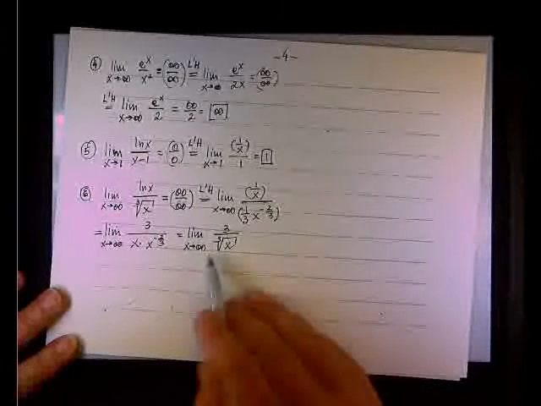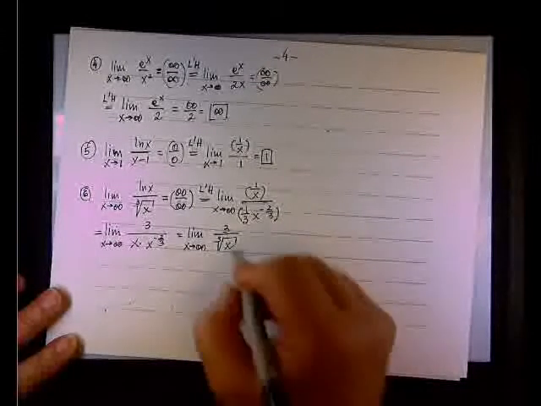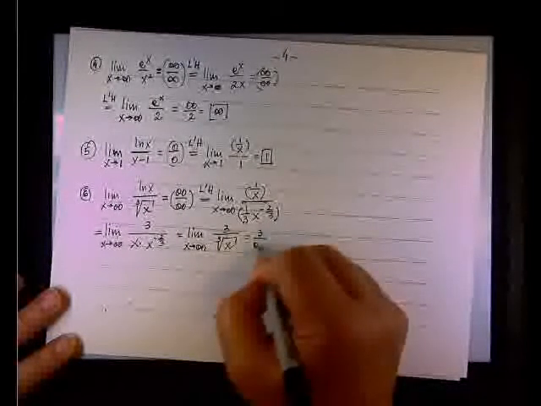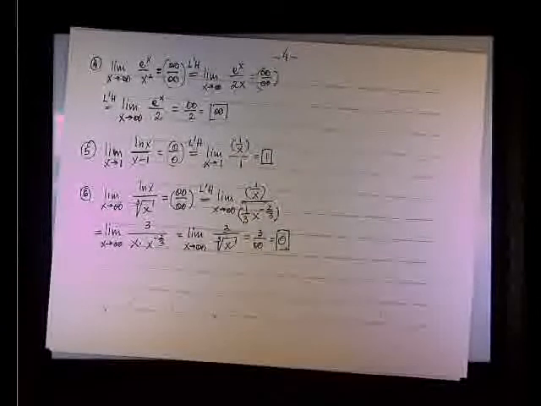And now we can do direct substitution. We have 3 divided by infinity. Even though it's the cube root of infinity, it's still infinity. And if you have infinity in the denominator, then you end up having 0.